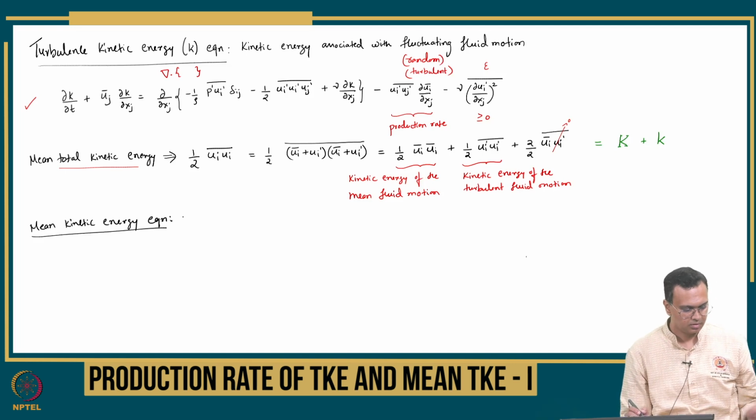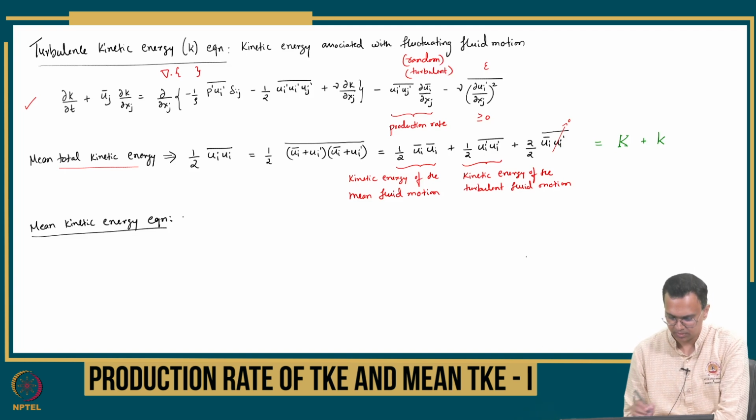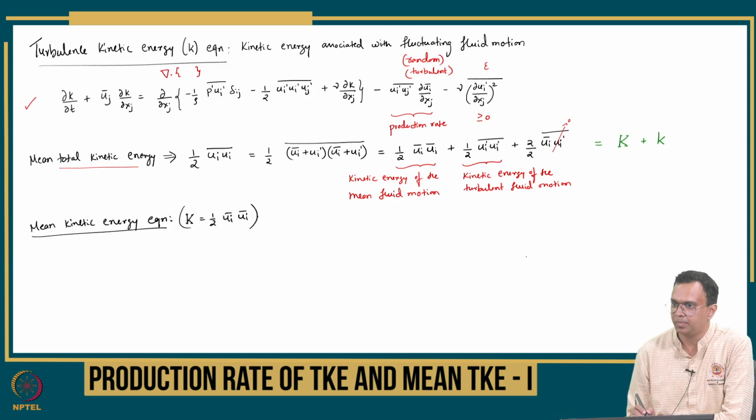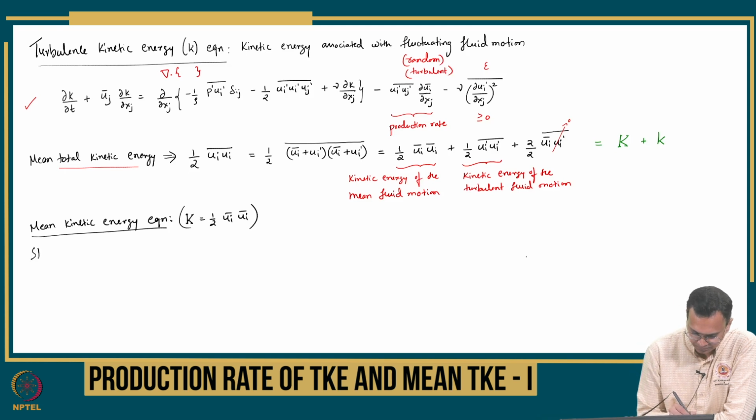Okay, so for this we simply follow the same procedure, right? Essentially what I want is capital K equal to half ui bar squared. So for an equation for this capital K, I start from the RANS equation.